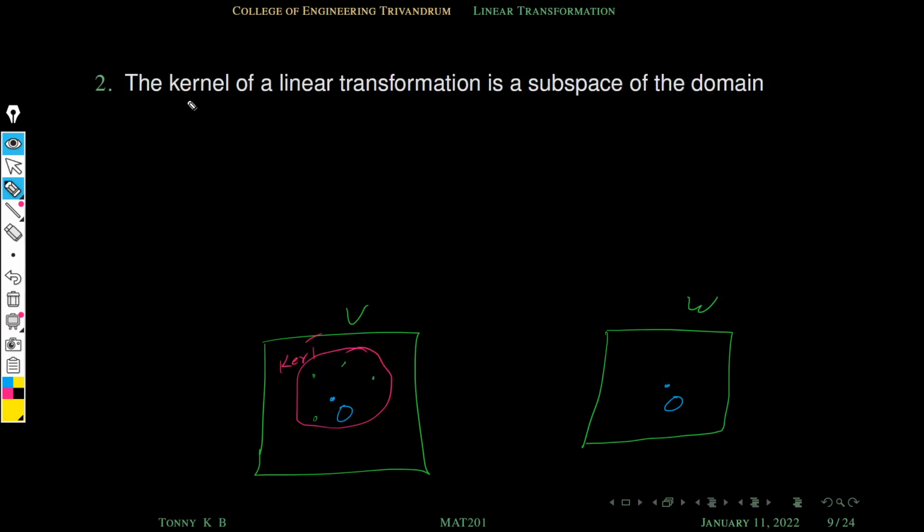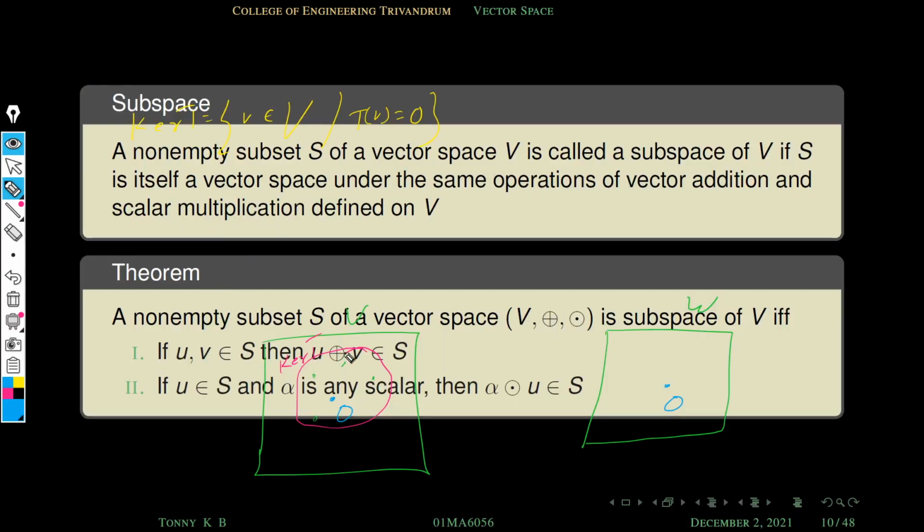Okay, consider a problem. Kernel of a linear transformation is a subspace of the domain. We have to show that this kernel is a subspace of V. That's all. Okay, so here we have to show that kernel of T is a subspace of V. In the first module, we have seen that a subset S of a vector space V is a subspace of V if and only if it satisfies these two conditions. If U and V belong to S, U plus V belongs to S, and if U belongs to S and alpha is any scalar, then alpha U belongs to S.